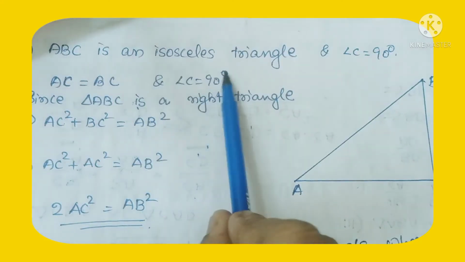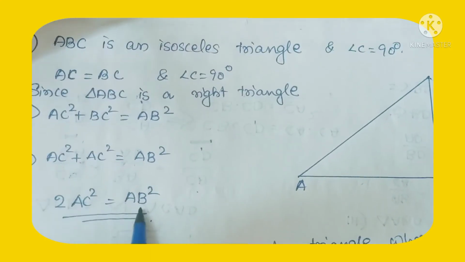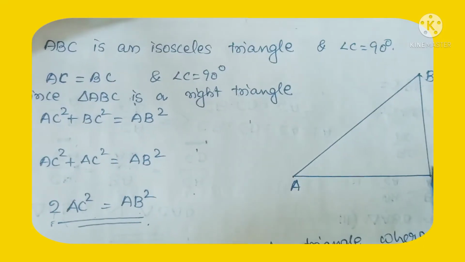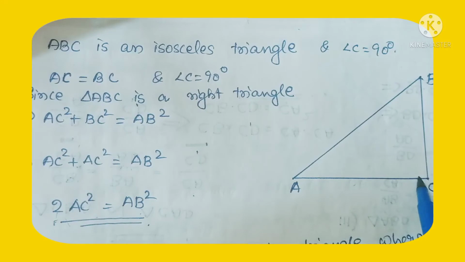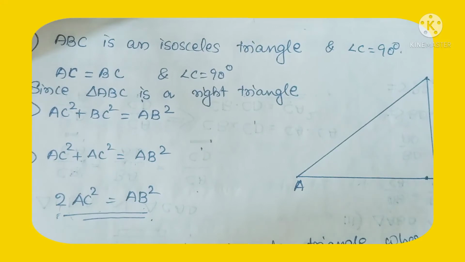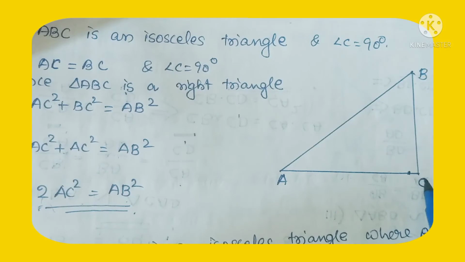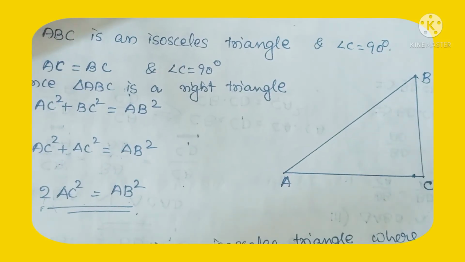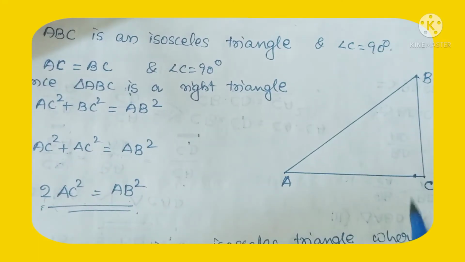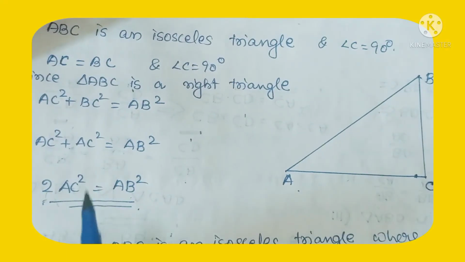Then next, triangle ABC is an isosceles triangle and we want to prove that AB square is equal to 2AC square. Since ABC is an isosceles triangle and angle C is 90 degree, angle C 90 degree means the other two sides, that means AC and BC, are equal. The side opposite to angle C is AB, that is the hypotenuse. So the sides AC and BC are equal and we can apply the Pythagoras theorem. So AC square plus BC square equal to AB square.